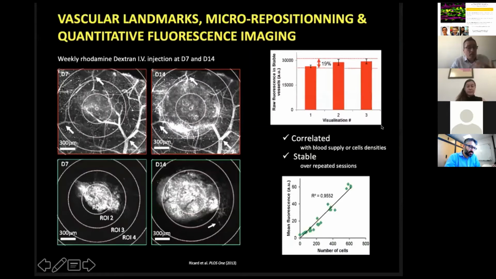So after repeated imaging sessions, we could show that, including injection and repositioning, the fluorescence measurement obtained in a reproducible region of interest was very much conserved. And the fluorescence for the green channel was also correlated to the cell density.